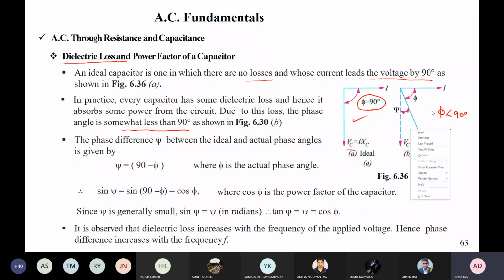So we can resolve this resultant into two components. One component, like this, is the perpendicular, and this is the in phase component, this is the quadrature component. So this particular quadrature component we can take as a resistive current, which is responsible for the dielectric loss, and that we can model with the help of a fictitious resistance. So here what we have drawn, this is your I.